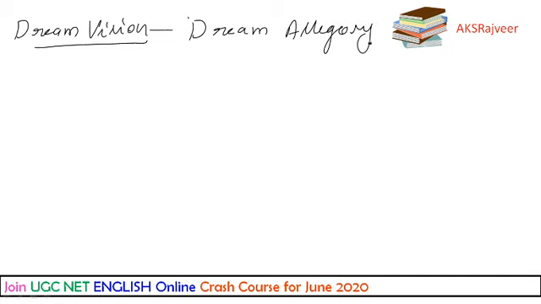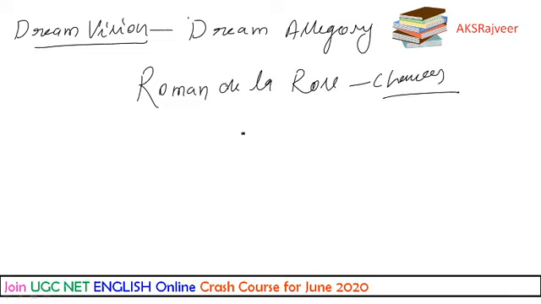medieval artists. For example, you have a poem Roman de la Rose, by Geoffrey Chaucer. Roman de la Rose is an example of dream allegory, dream vision. And Dante has written the Divine Comedy.